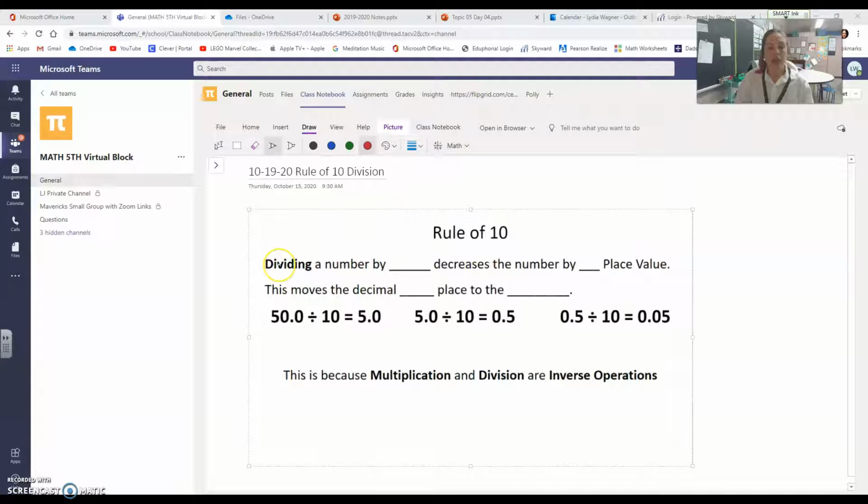In the rule of 10, we know that when we multiply a number by 10, everything increases a place value. But if we divide by 10, what do you think happens? Well, we know that when we divide, a number usually gets smaller. So dividing a number by 10 decreases the number by 1 place value. This moves the decimal 1 place to the left.